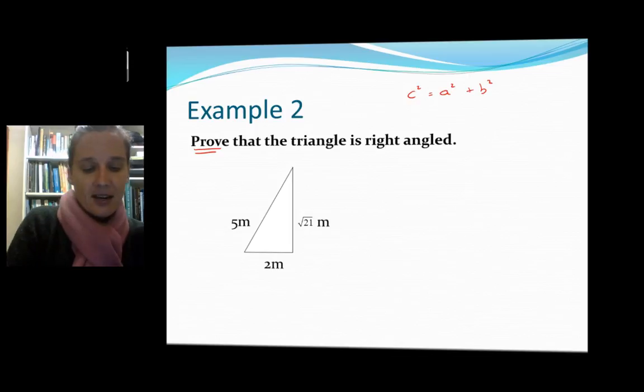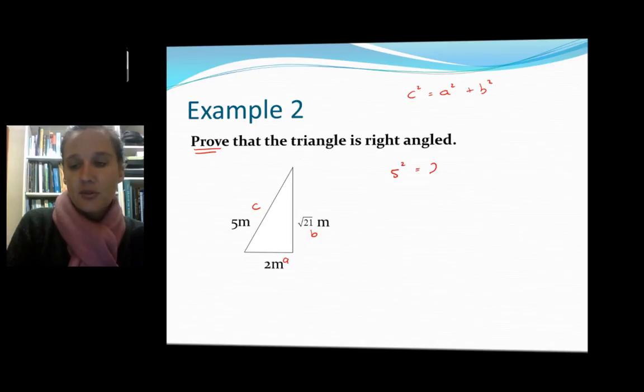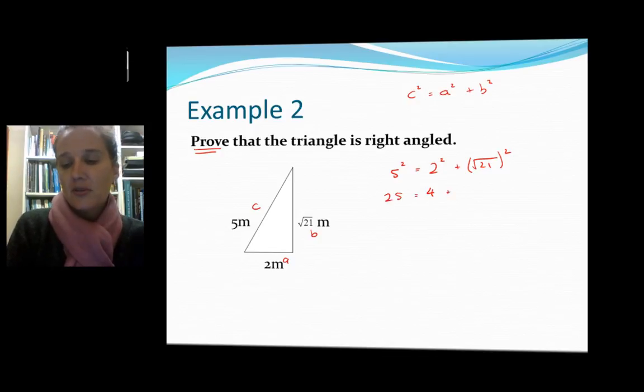So here is our hypotenuse, that's our C. We have our A and our B. So 5 squared is equal to 2 squared plus the square root of 21 squared. So 25 is equal to 4 plus the square root of 21 squared, which becomes 21. So 25 is equal to 25. So yes, therefore the triangle is right angled.